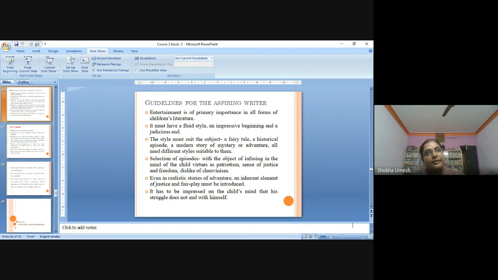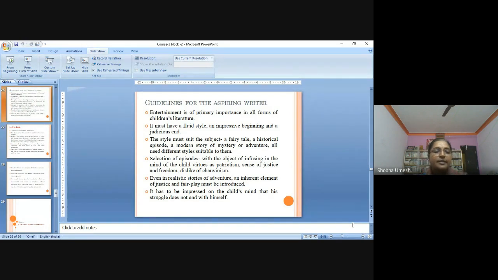So different styles or different themes have to be taken up and written. It varies from a fairy tale, to a historical episode or a modern story, or one which is filled with mystery or adventure. All these stories have a different form and style to be incorporated in writing. See, we can't write mysterious stories in a historical methodology. So there is a style which has to be followed according to the theme we have chosen.